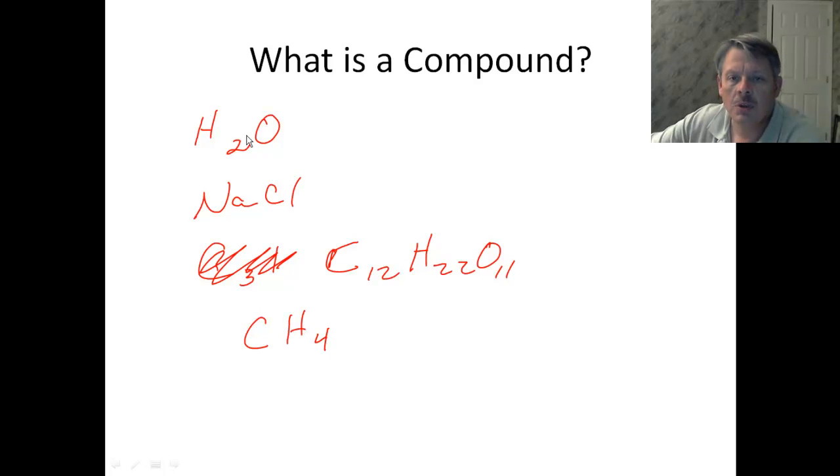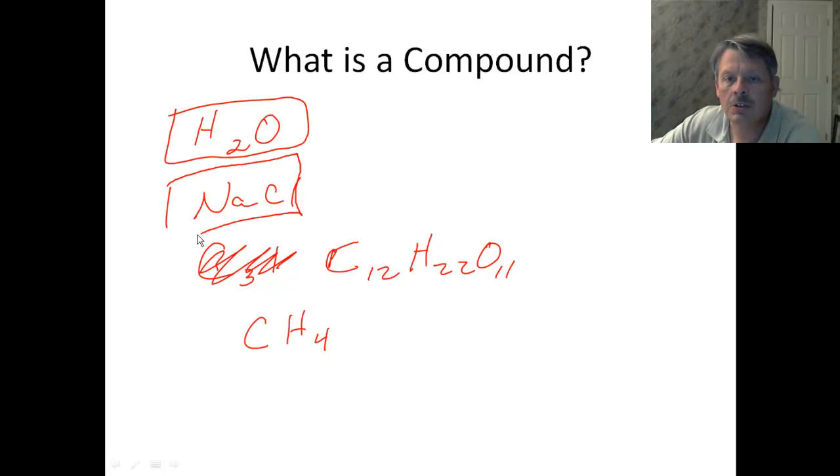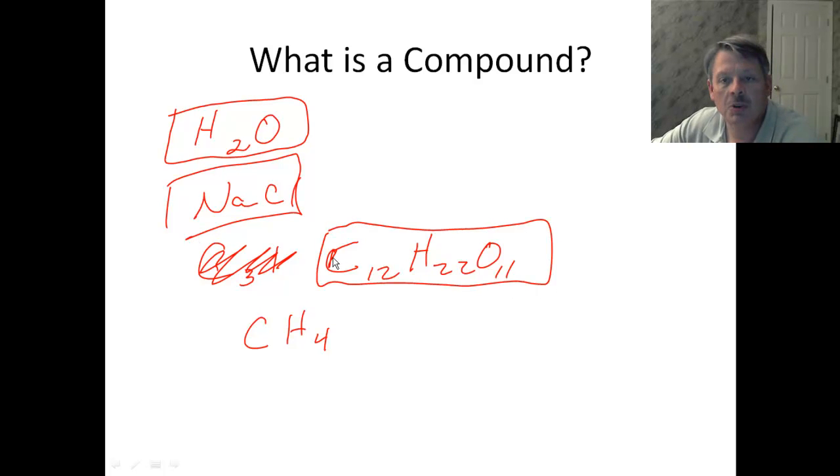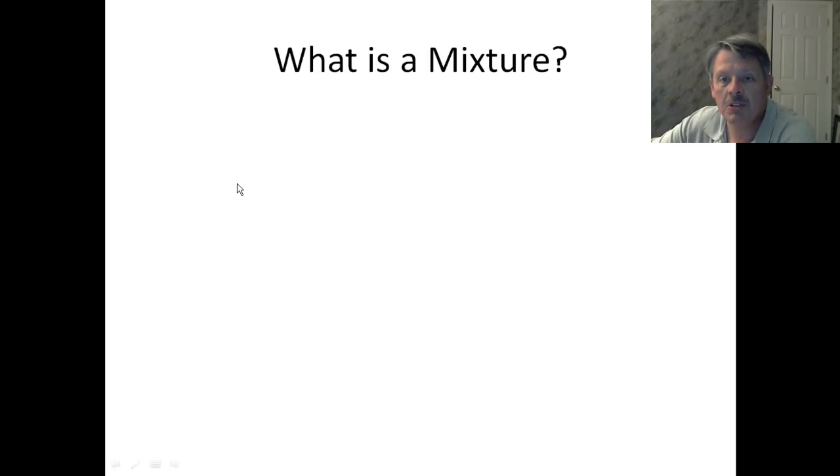What these are is a combination, a chemically bonded combination of two or more. Here are two, and here are more. Two or more elements put together. And they are chemically bonded together. That's a compound. So how does that differ from a mixture?